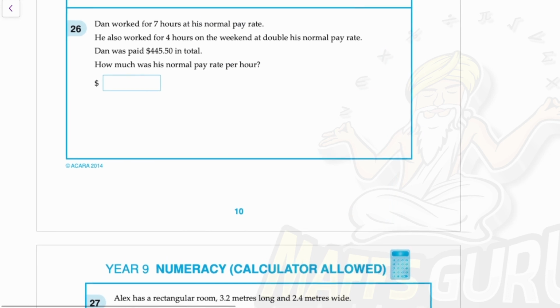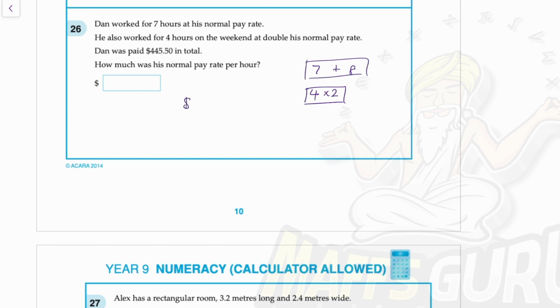Dan works for 7 hours at his normal pay rate. So 7 hours at normal pay. He works 4 hours at double. And he was paid that much in total. How much was his normal pay rate? So what he was actually paid for was 7 hours plus actually 8 hours. Because he worked 4 hours at double pay, he was effectively earning the same as if he'd been working for 8 hours. So 7 plus 8 is 15.